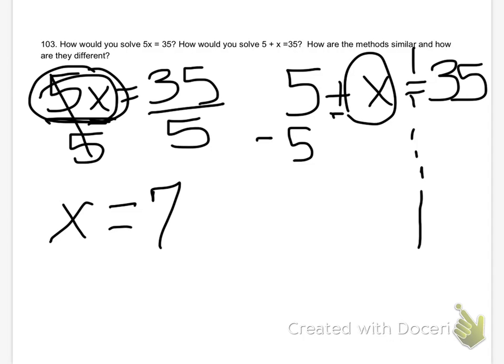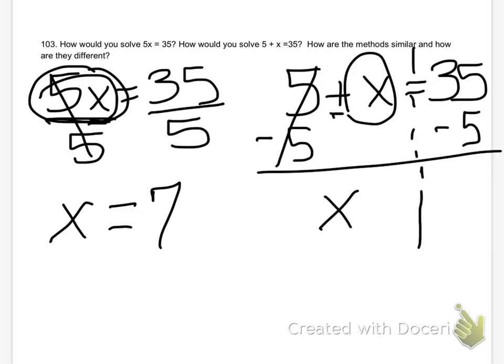The subtraction property of equality says whatever I do to one side, I must do to the other. And the reason that I would subtract 5 is because what is 5 take away 5? Well, that's 0. So 5 take away 5 is 0, and now I'm left with x. 35 take away 5 is 30, so x equals 30. So how could I explain the methods that are similar? Well, the only thing that's similar is I used the properties of equality on both problems. What's different is, on one I used the division property of equality, and on the other problem, I used the subtraction property of equality. I hope that helped with the homework.